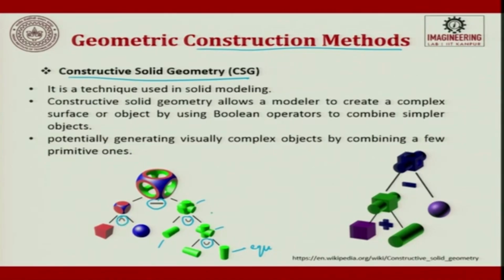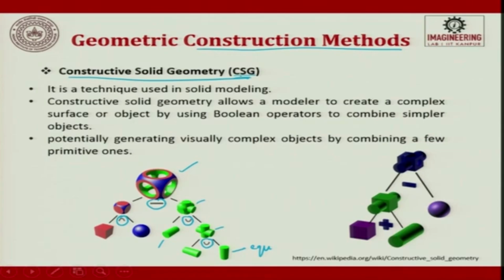So, there are two ways of achieving the same output. For example, I can start with a cylinder, cross cylinder, cylinder, cylinder, and then I can develop this, or I can start with this and then subtract it from this and then put this inside. I try to get this object. Potentially generating visually complex objects by combining fewer primitive ones is possible by using constructive solid geometry. So, you will have a cube, you will have a cylinder. When these two join, you get this, and then this has to be subtracted from this. So, finally, you get an object like this.